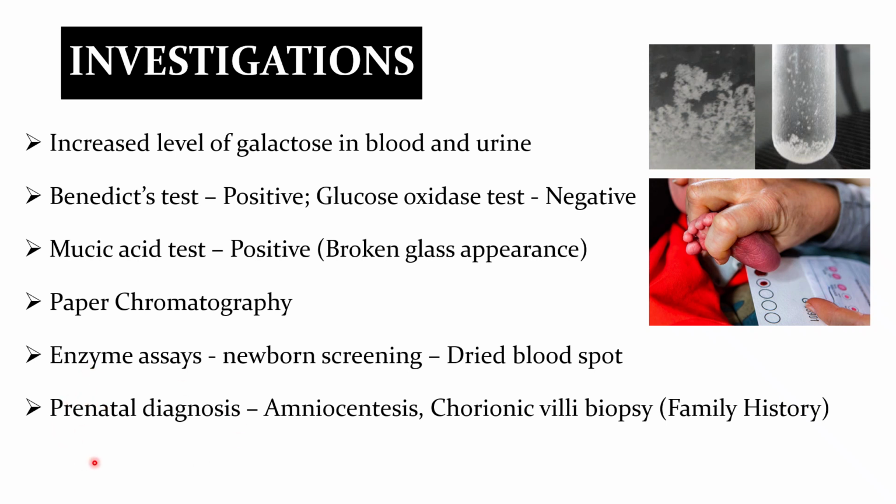Prenatal diagnosis means we can diagnose galactosemia before delivery itself, but it is not done for everyone. It is done only for people with a positive family history. Prenatal diagnosis includes amniocentesis, that is the test done in amniotic fluid, and chorionic villi biopsy, that is done with biopsy of placental tissue.